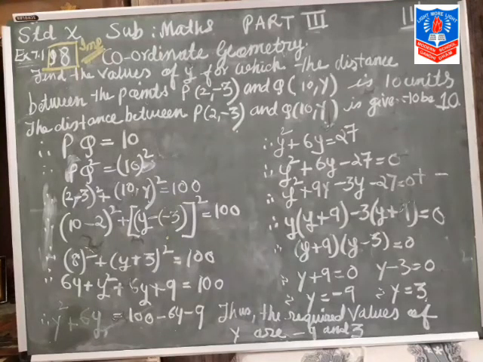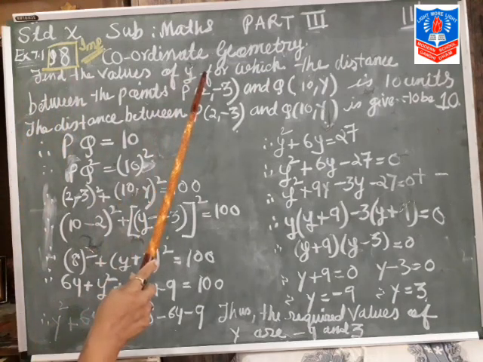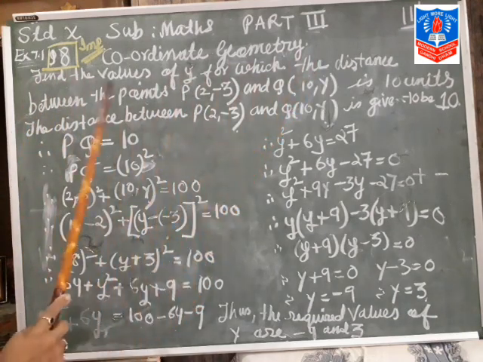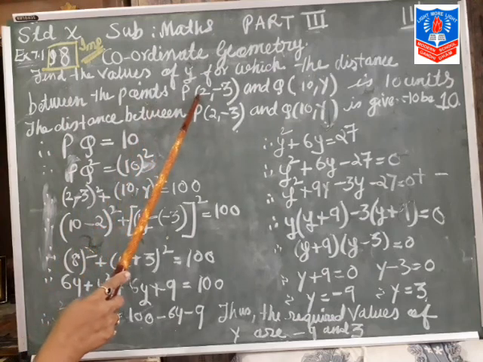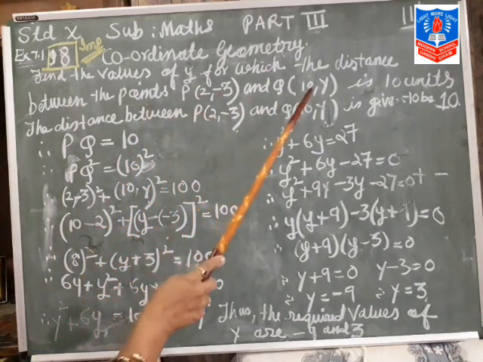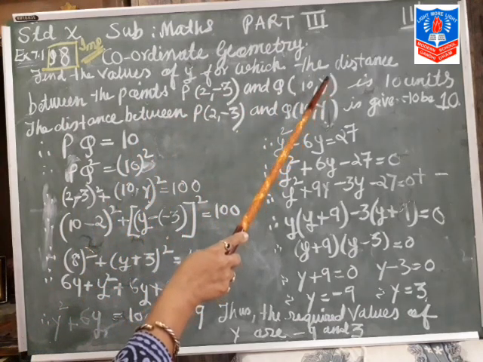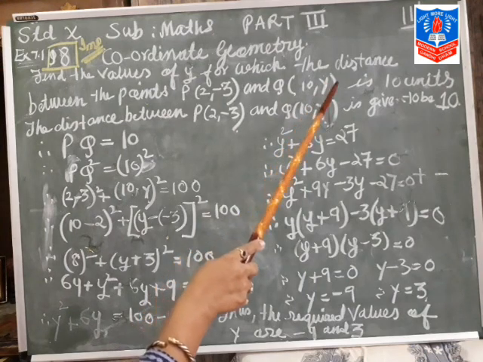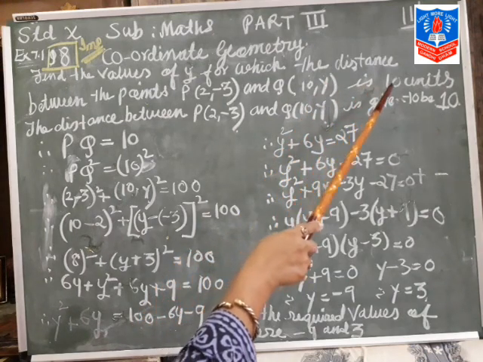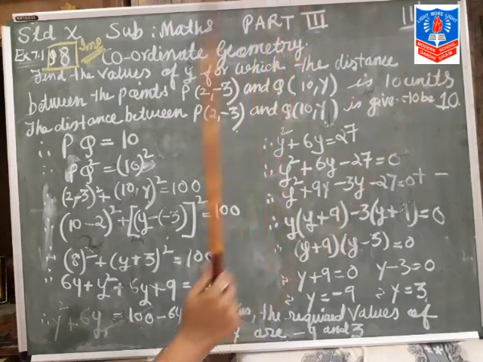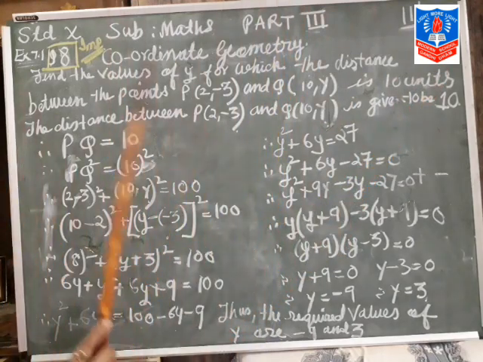Now children, we can proceed further. Now we can start question number 8, which is very important. Find the value of y for which the distance between the points P and Q is given. The y variable is given, we have to find it, and the distance is given as 10 units. Is the question clear?